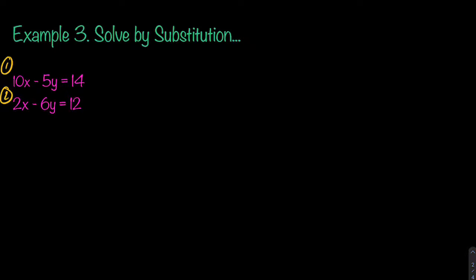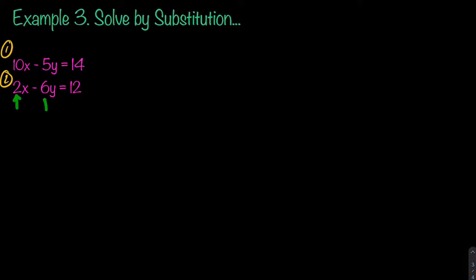And some of you might be like, well, none of them are really nice, right? Because they all have a coefficient in front of their variable. Well, what about this one though? What can we do with this one? Notice what each coefficient is. We have a 2, we have a negative 6, and we have a positive 12. What do 2, negative 6, and positive 12 all have in common? Well, they're all divisible by 2. So we can divide by 2 just to simplify it.